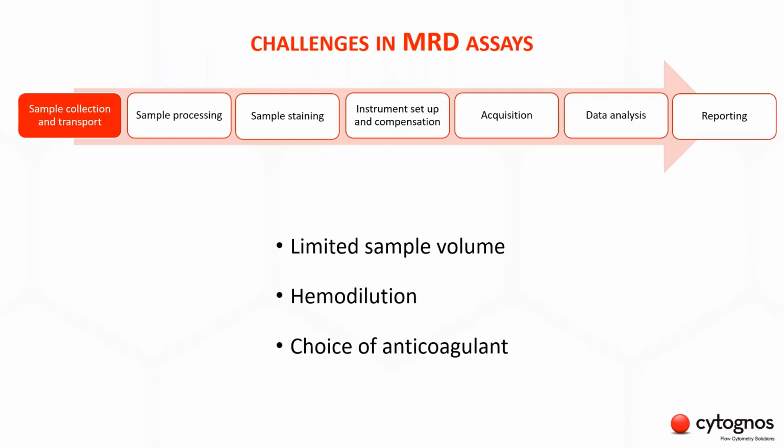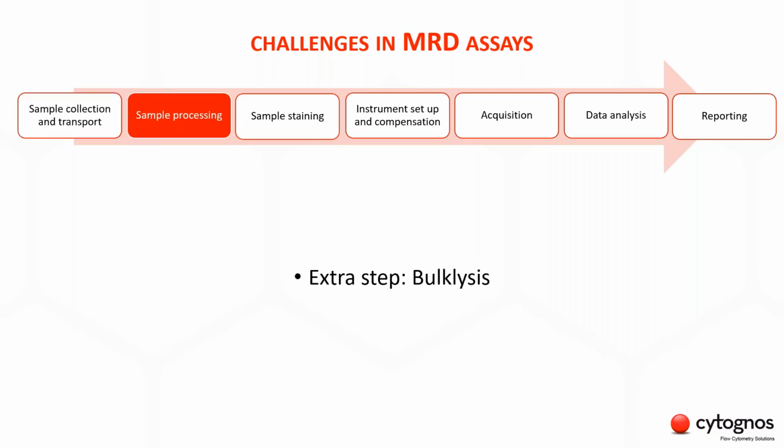For example, for the minimal residual disease assays regarding sample collection and transport, to follow a patient, we usually analyze bone marrow, which is a delicate specimen, as we know. Sometimes we only get a small volume to run the test, and we can have hemodilution issues if we don't get the first pull. Moreover, the anticoagulant also may affect marker expression. For example, heparin downregulates the CD138 expression in plasma cells. Then we have to bulkize the sample up front to concentrate the number of cells, so we need to add an extra step to our sample processing protocol.